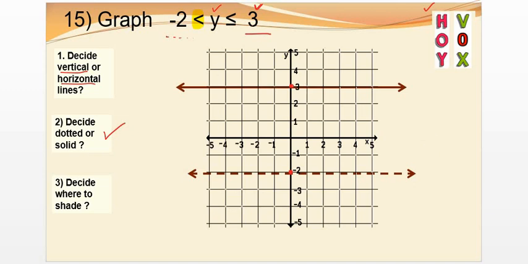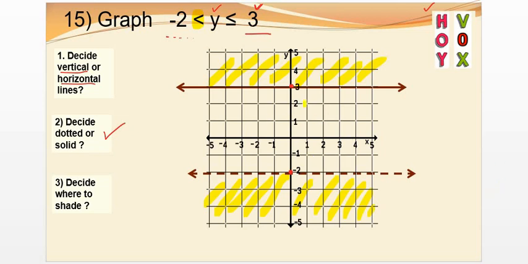After that you have to shade the unwanted area. So we do not need values greater than 3, we need all the values less than 3. We do not need all the greater values. So this area is the unwanted area, so it will be shaded. And here we do not need the values that are less than -2. So this is the area that we do not need. This is the region that will be shaded.